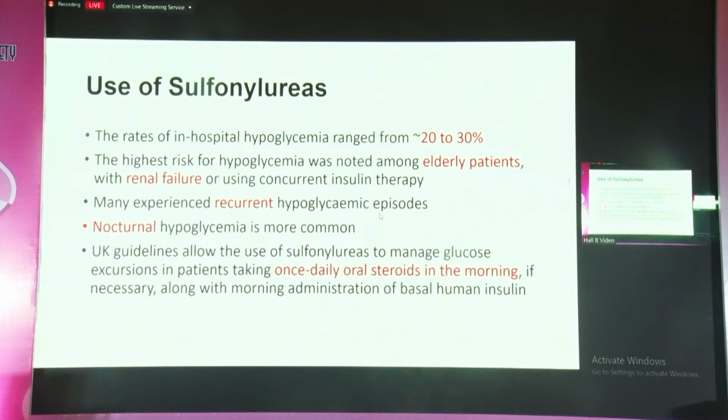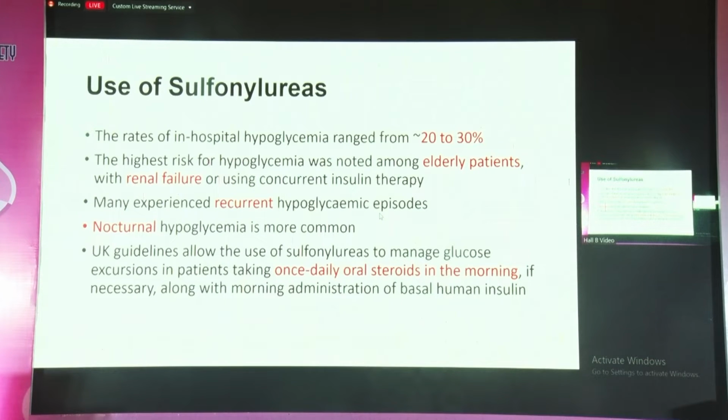Regarding sulfonylureas, I have already told you, even during hospitalization, the rates of hypoglycemia with sulfonylureas are much higher than in ambulatory patients with type 2 diabetes mellitus. It is between 20 and 30%. The vulnerable populations are elderly patients and those with renal failure. Notably, many of them experience recurrent hypoglycemia in hospitalized settings. Most importantly, the hypoglycemia is mainly nocturnal.